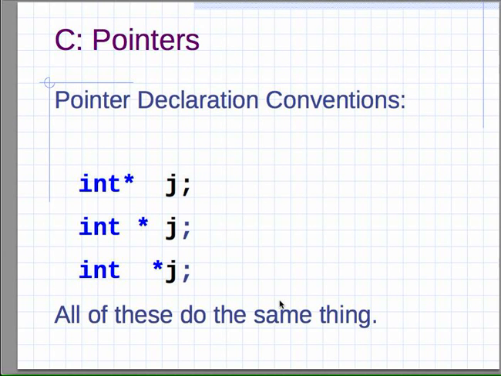There are some conventions to declaring pointers. Often people will use int star and then space and J. You almost never will see int and then a space and star and then another space and the name of the variable. But often you will see int, space, and then a star in the name of the variable. All of these do the same thing in this case.